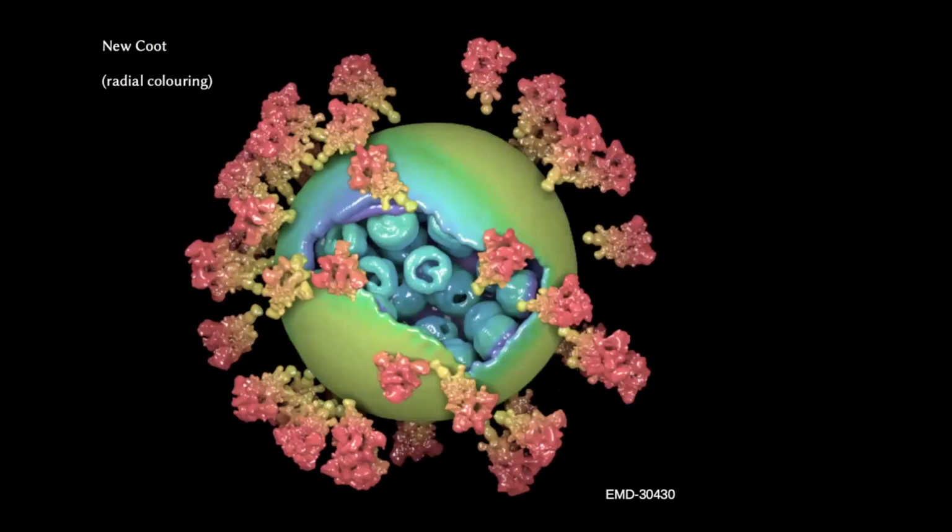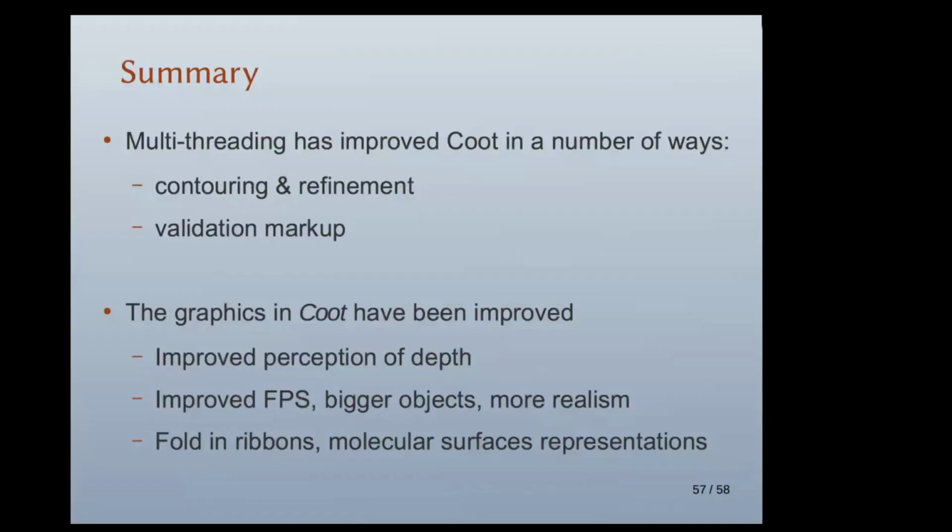All right, and so with that, I will finish and summarize. The first part of my presentation was about how using a new version of the compiler allowed me to introduce multi-threading, and that has improved several aspects of Coot, most obviously in contouring and also real space refinement. I didn't really mention it in detail, but the validation markup has all been multi-threaded as well. So that makes the interactive clash scores or the clash markup work nicely.